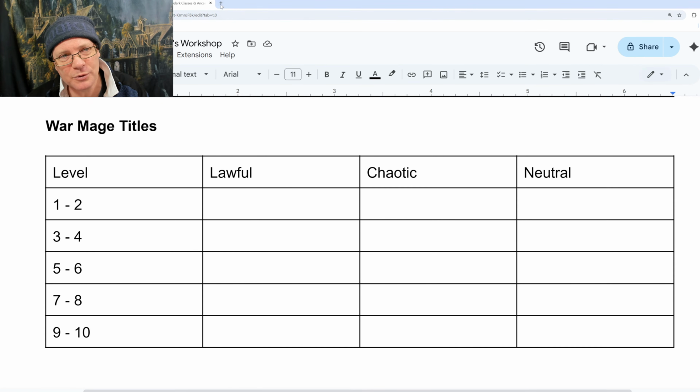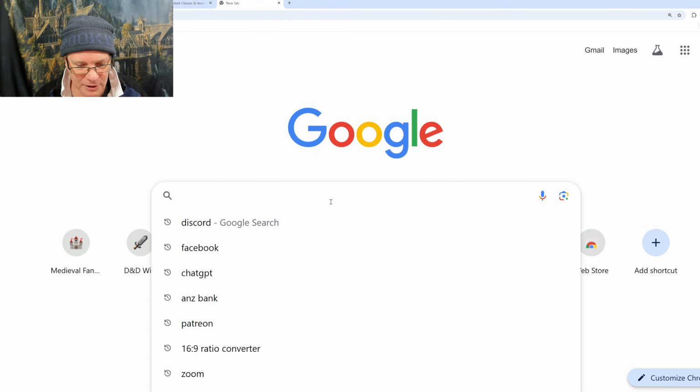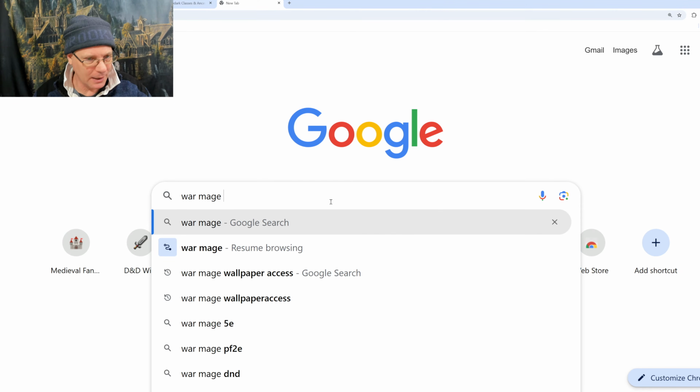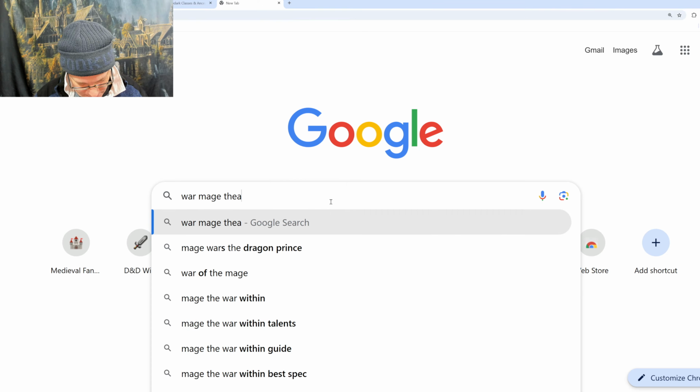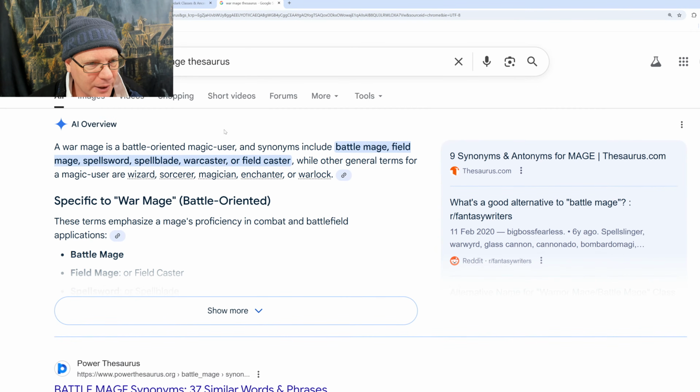I think what we'll do is we'll start off with words that are as close to what we want as possible without duplicating stuff that has already been done before. I don't know how easy that's going to be. So I'm going to put here War Mage, and I'll put here Theosaurus. Something like that. The dinosaur name. Okay.